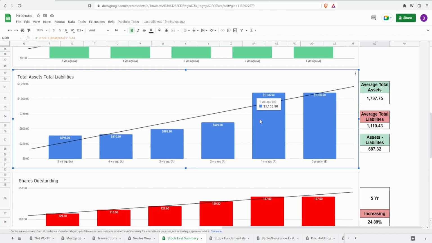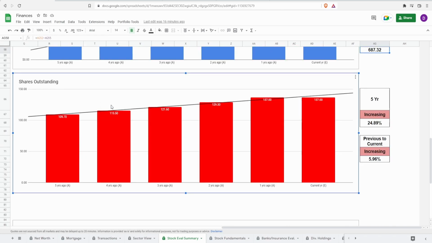If they were to liquidate all of their assets, would they be able to cover their liabilities for starters? And two, how much money would they have after doing so? As you can see right here, if they were to do this, they would still be left with $1.1 billion in total assets minus total liabilities. Not only that, for their credit as well, they have been positive and increasing their total assets every single year within the past 5 years. Average total assets is around $1.8 billion. Average liabilities is around $1.1 billion. Doing the average assets minus the average liabilities, we get $687.32 million.